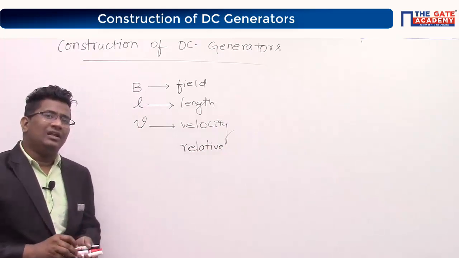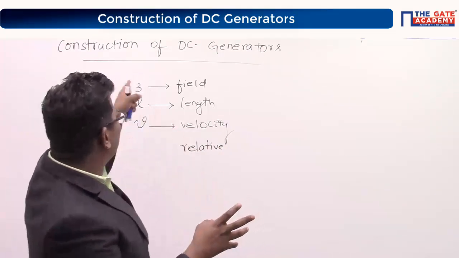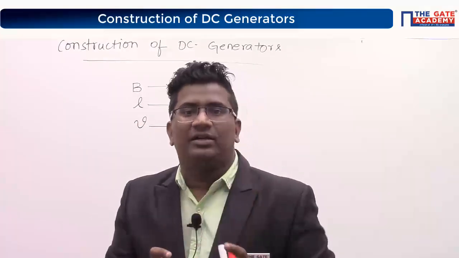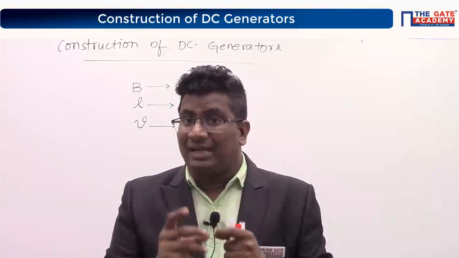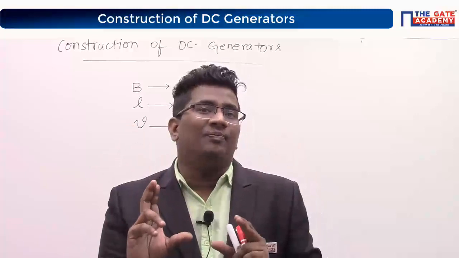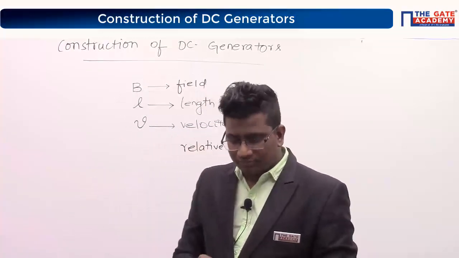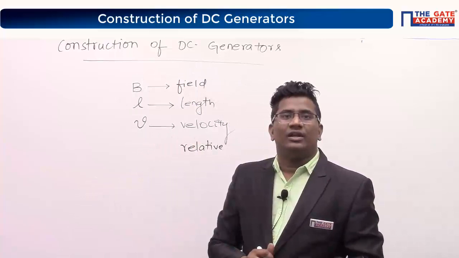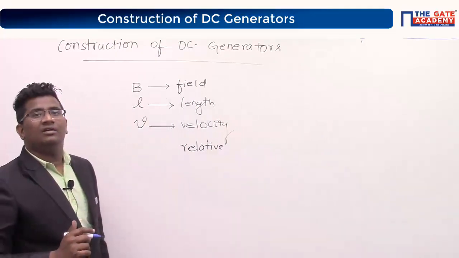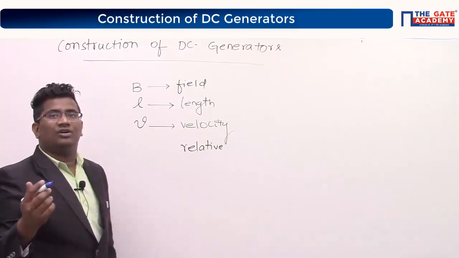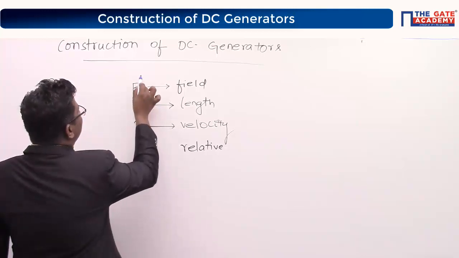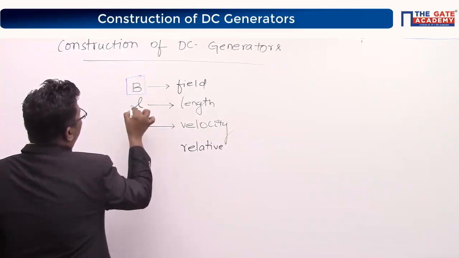Out of these three, we are talking about DC generators. Tell me, in DC generators, which is the rotating part and which is the stationary part? Mark my word, DC generators. Armature is rotating. Which is stationary? Field. It means field is stationary.